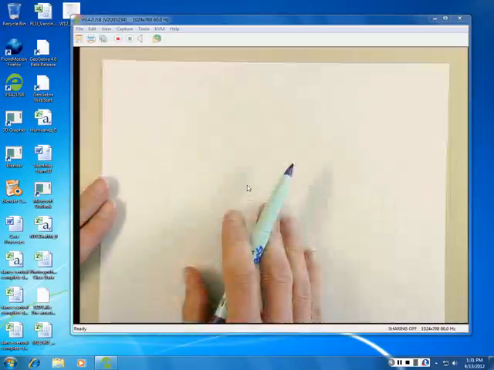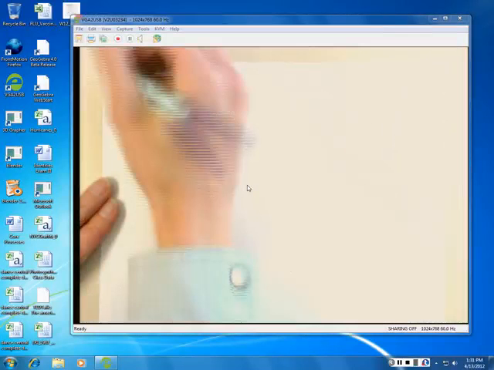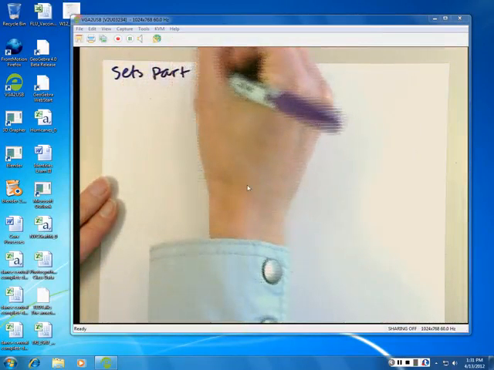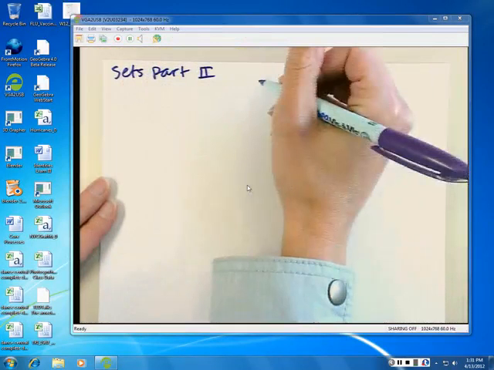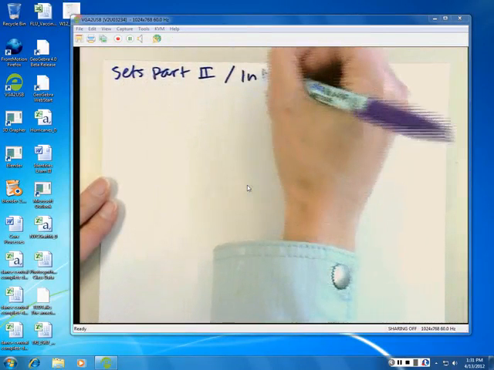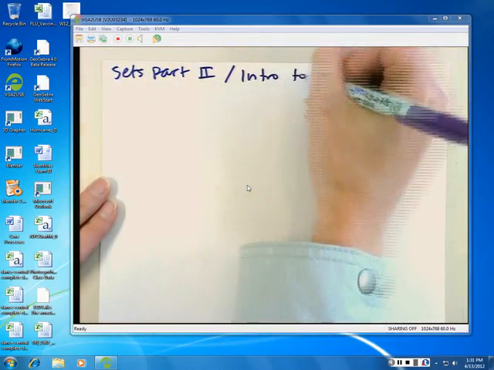In this video, we're going to finish our discussion of sets, so this is sets part 2, and we're also going to look at just the very beginning of chapter 3, which is logic. So sets part 2 and intro to logic.